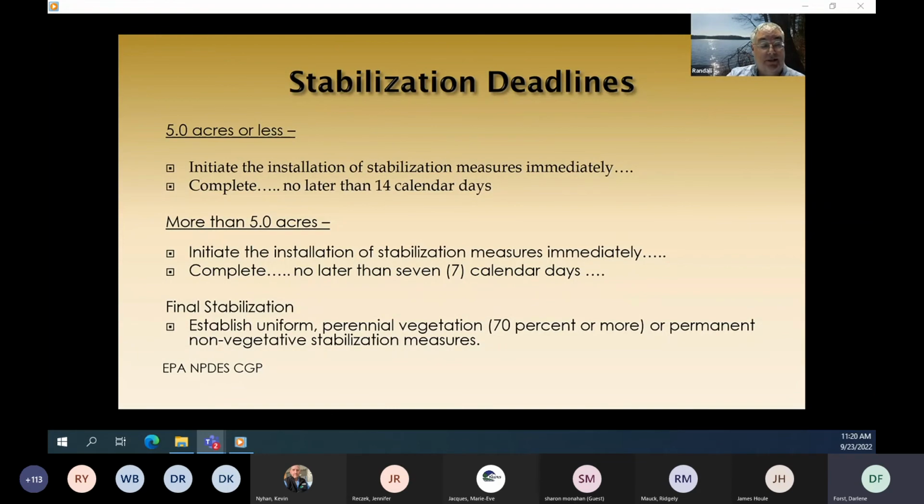And then final stabilization, EPA is 70%, I think, and Ridge might be able to clarify this. I think we're looking more like 80% in New Hampshire for good stabilization, good vegetative cover. So in order to get that sign off, that's what you want to look for.